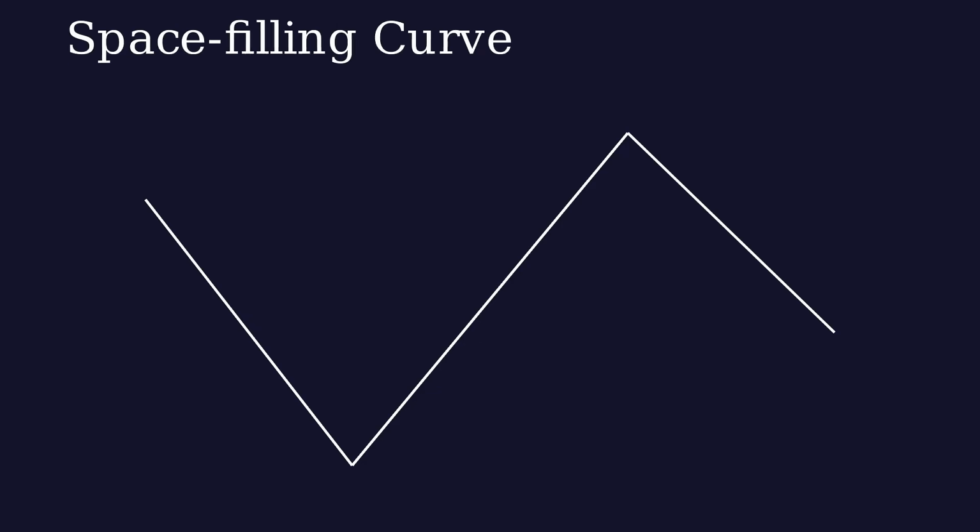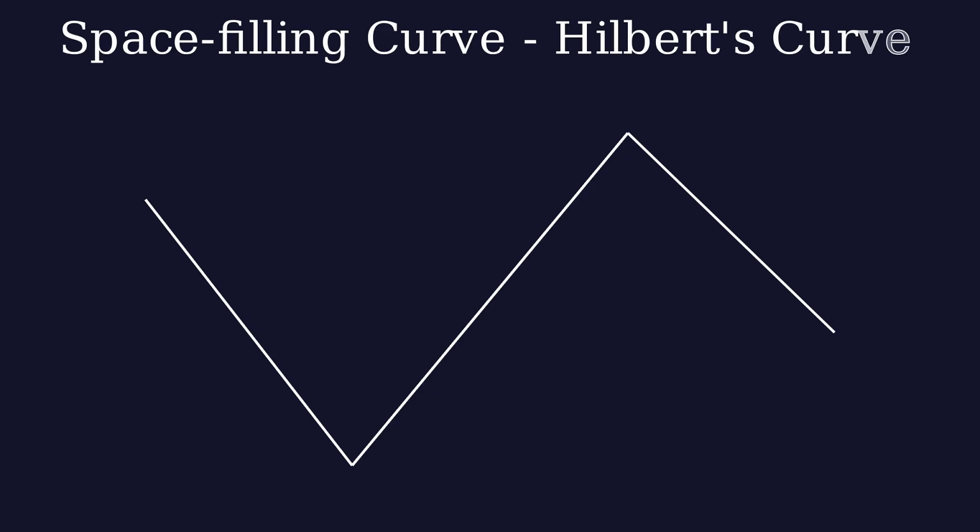Geometry can be quite surprising when we consider infinity. A line has only one dimension. We can bend it, but it's still just a curve and it cannot cover an area. Or can it? There are special lines called space-filling curves. One example is Hilbert's curve, and it is constructed like this.